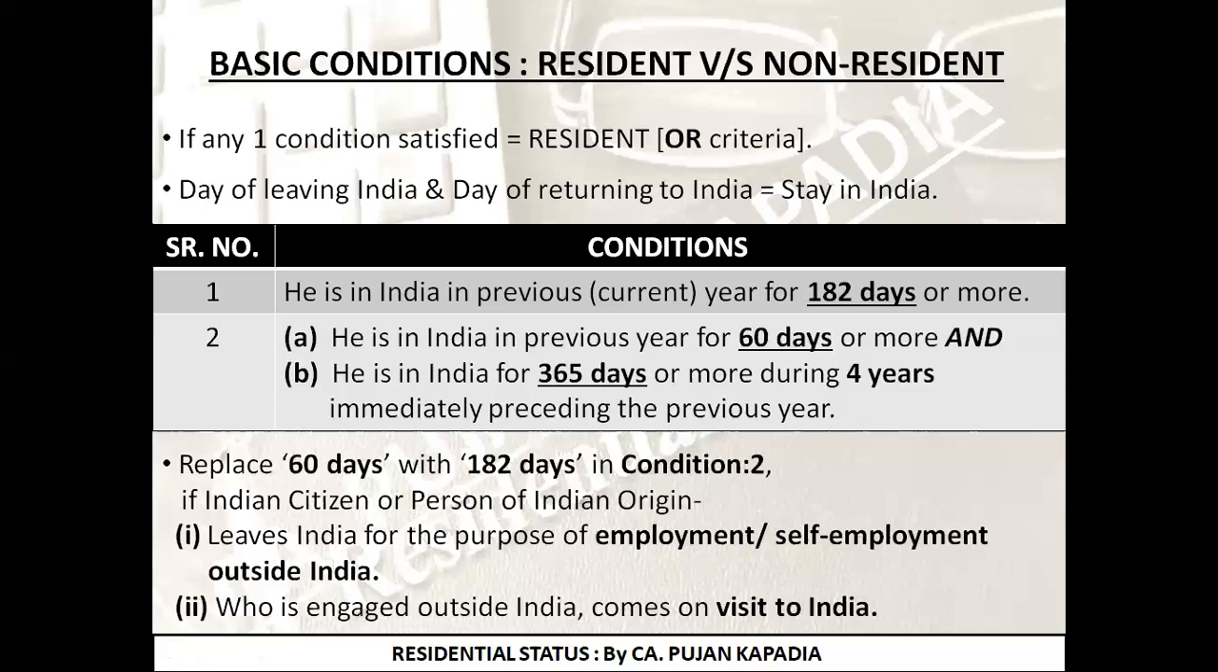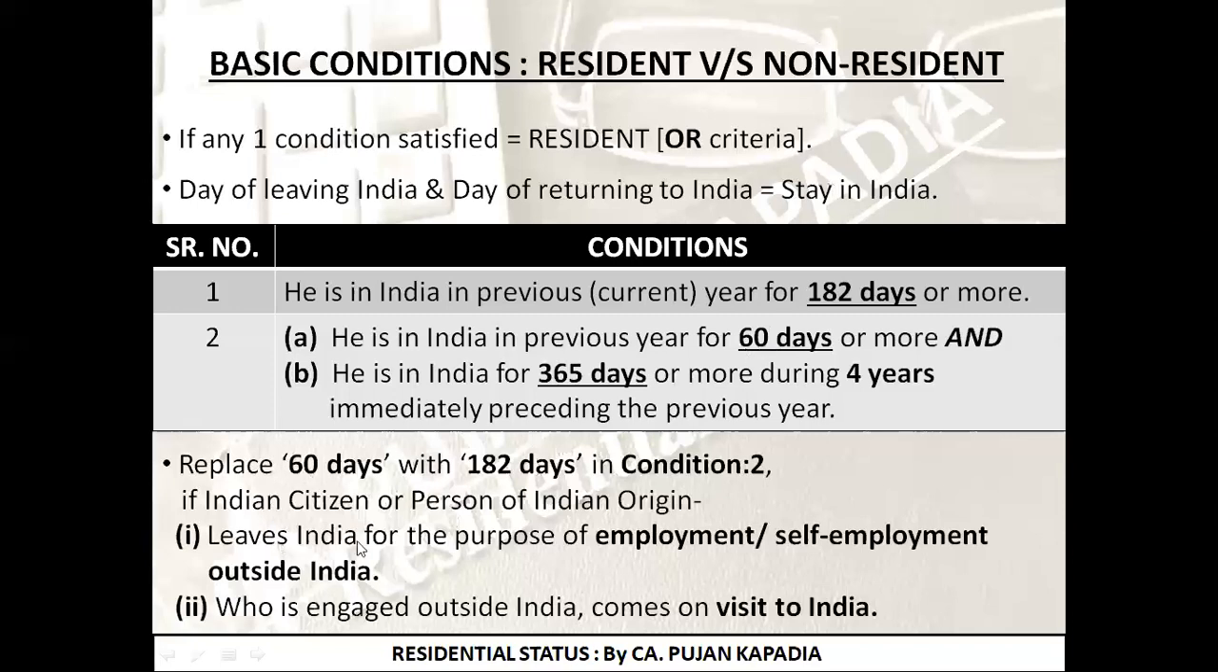What is the scenario over here? I am leaving India, fine, but there is a particular purpose. What is my purpose? For employment or self-employment outside India. So if the purpose is stated, and if the person was an Indian citizen or a person of Indian origin, then at the time of calculation of residential status, in point number 2A, we are going to replace 60 days with 182 days. So you just need to remember one thing. What we need to do is change only one thing. In this point, instead of 60 days, I am going to write 182 days.